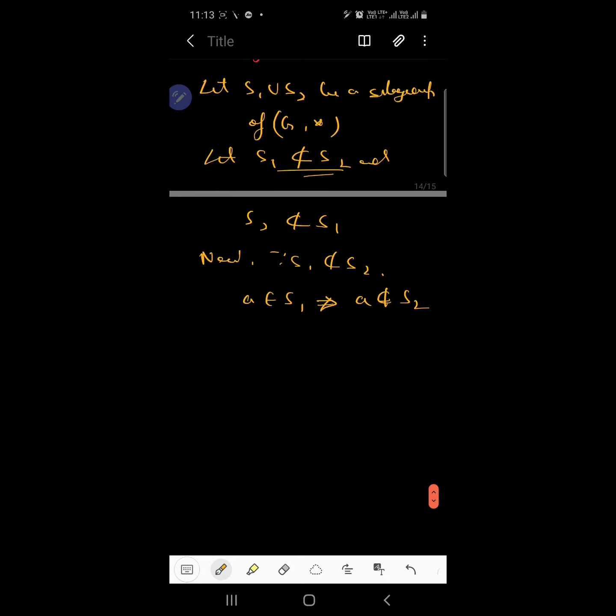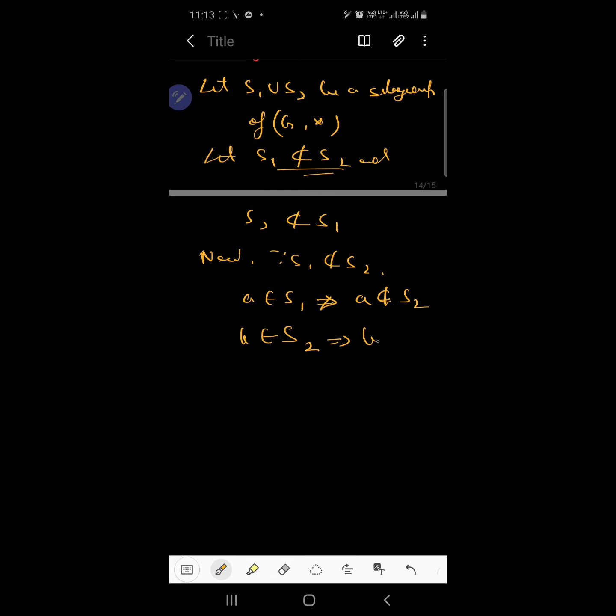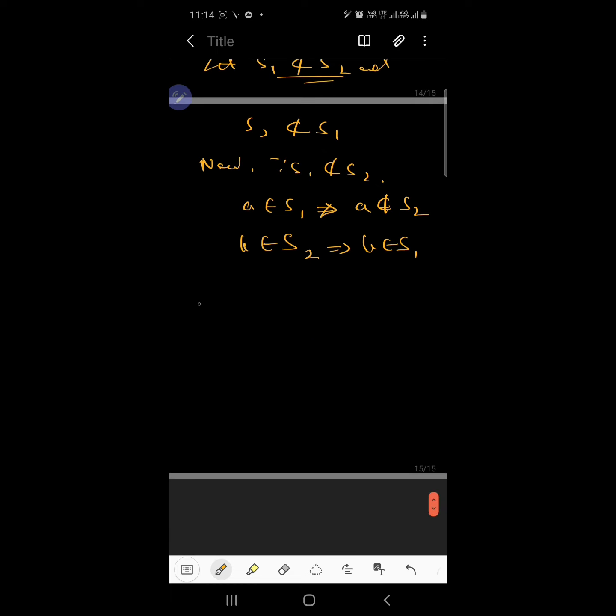Getting my point? Similarly, if B belongs to S2, this implies that B does not belong to S1. Right? B does not belong to S1. That implies that A belongs to S1 union S2 and B belongs to S1 union S2. Right? Because A and B both belong to one of the sets whose union we are finding. So this is what we get.